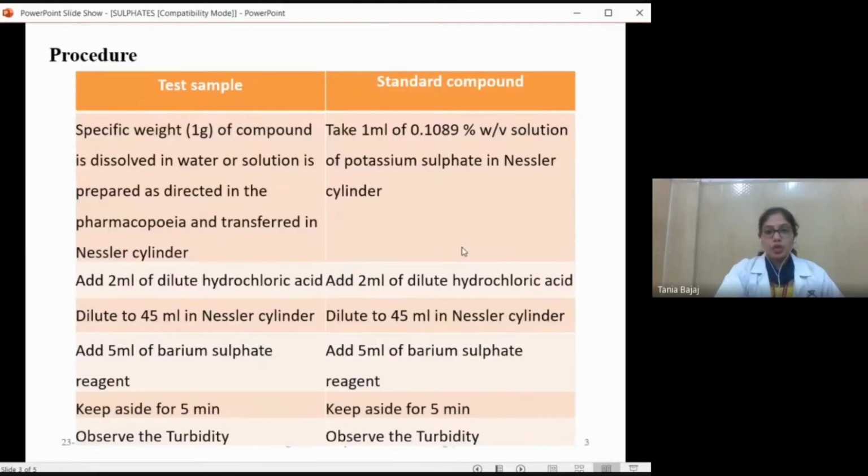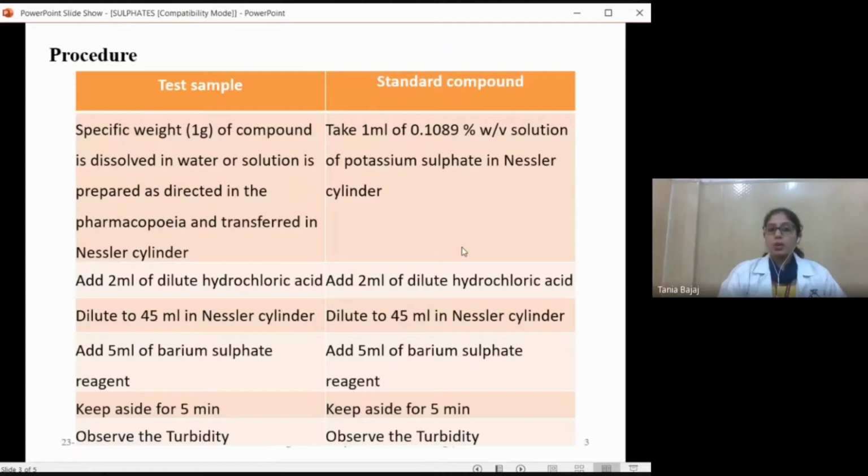Let's see the procedure for performing the test. Since this is a limit test, it will be carried out in a Nessler cylinder, both for the test as well as the standard sample respectively. Let's see first what the procedure for test sample preparation is. We need to take a specific weight, say 1 gram of the compound, which is to be dissolved in water, or a solution is prepared as directed in the pharmacopoeia and it is then transferred into the Nessler cylinder.